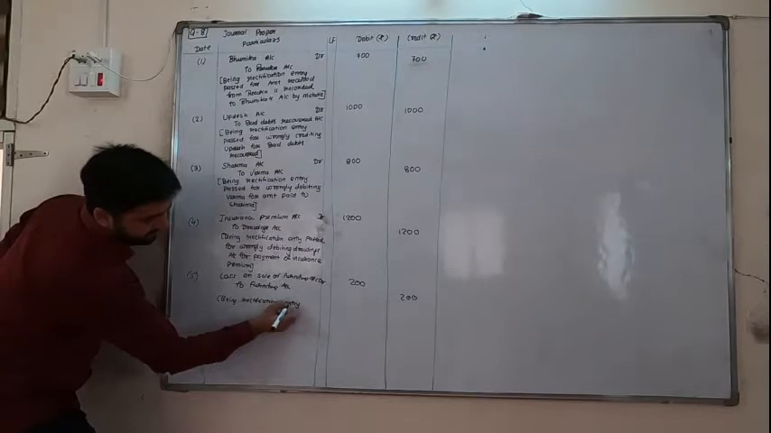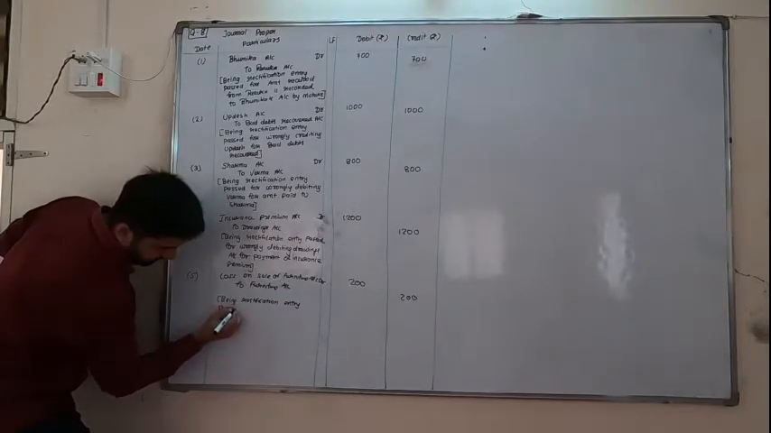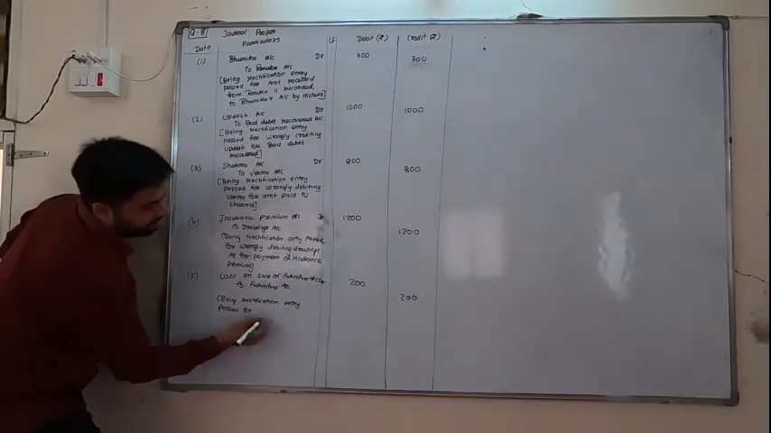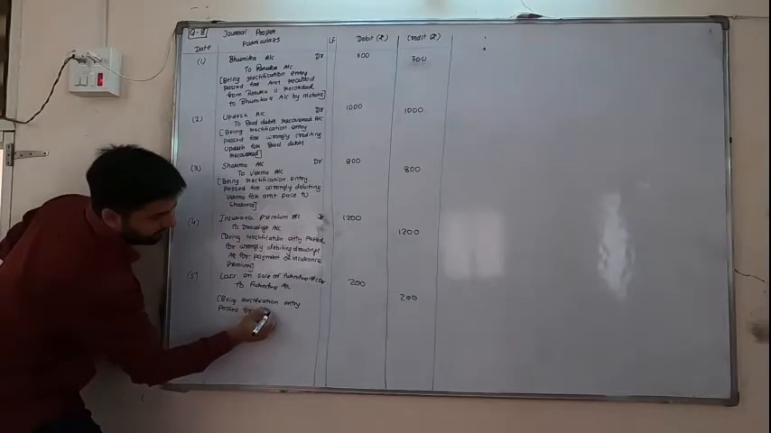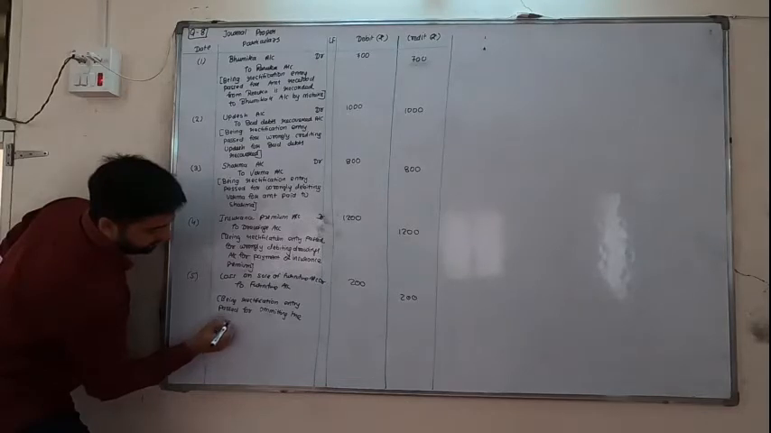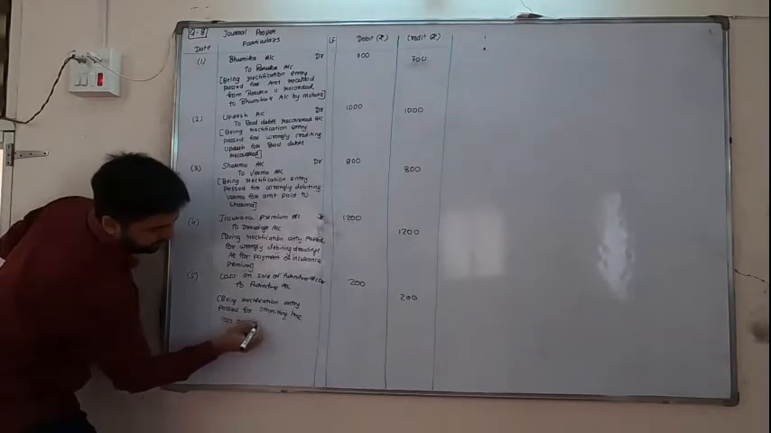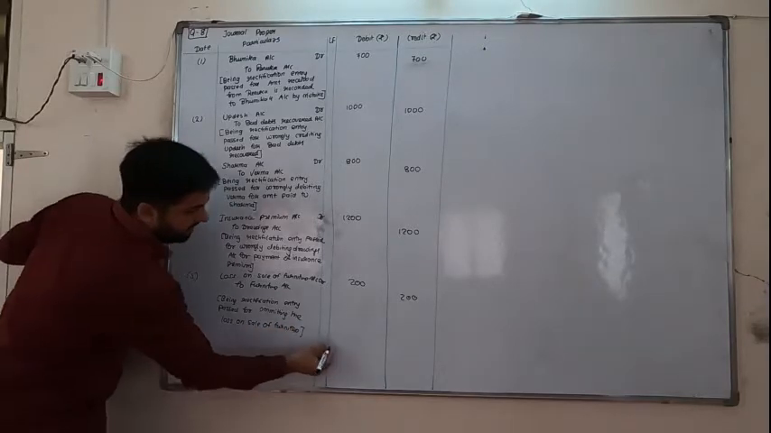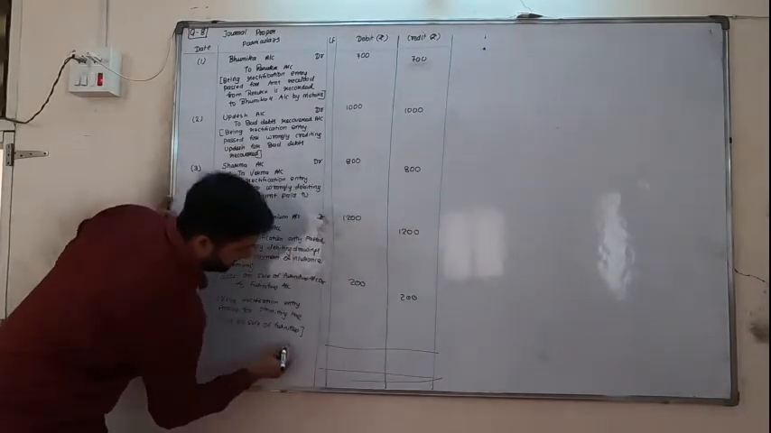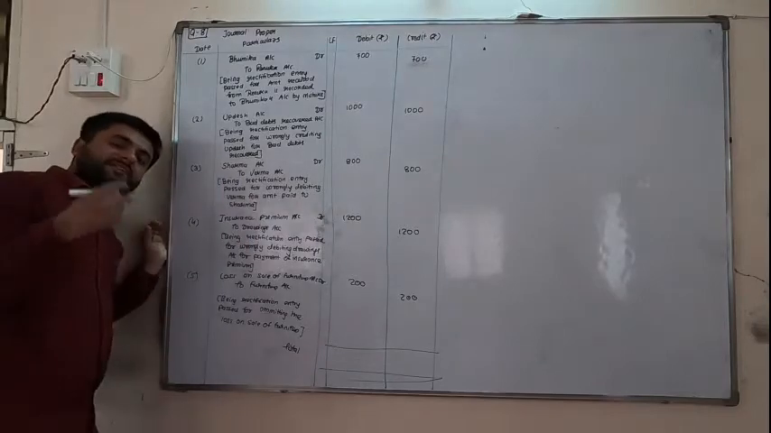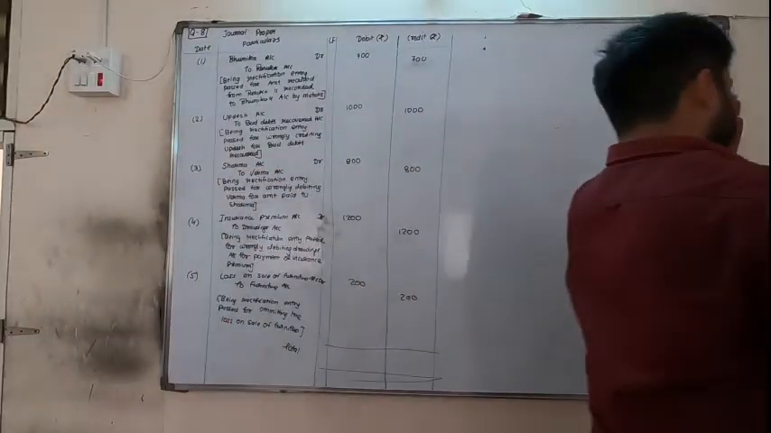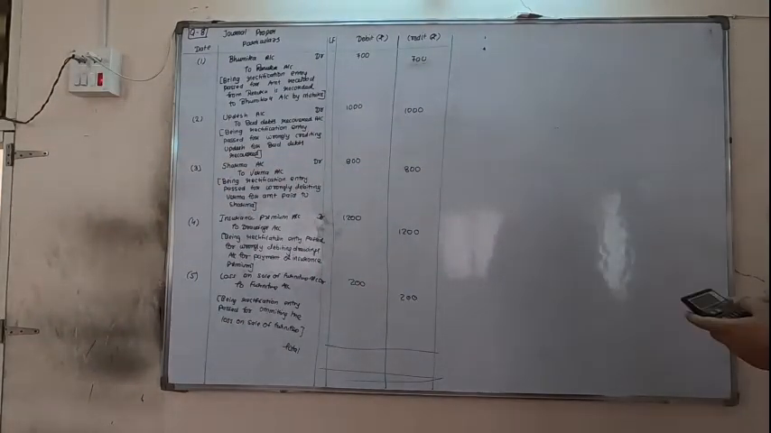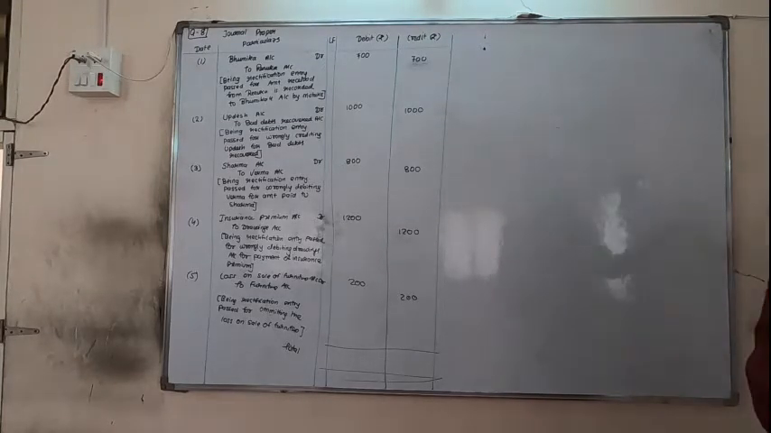Rectification entry passed for omitting the loss on sale of furniture. We have by mistake omitted the transaction for loss because the sale transaction is recorded in cash. 700, 1000, 800, 1200, 200, 39.